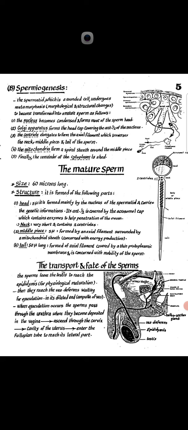The size of the mature sperm is 16 micron long. Its structure is formed by the following 4 parts. Number 1 is the head.